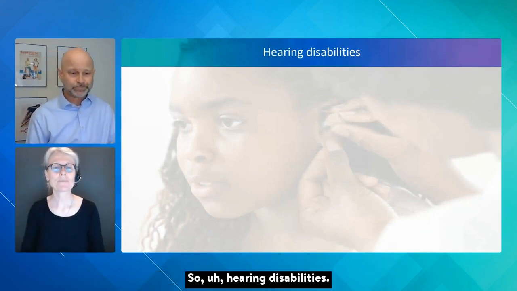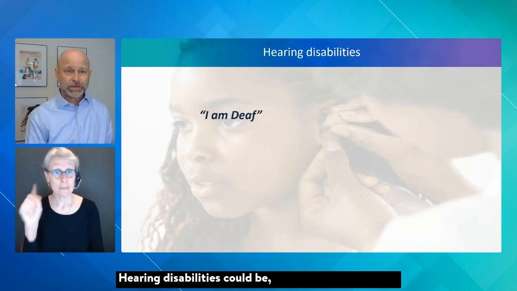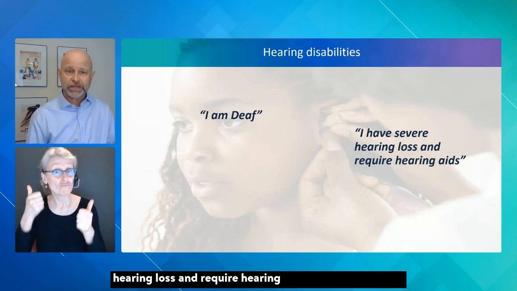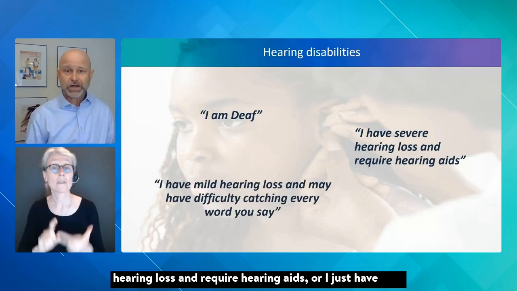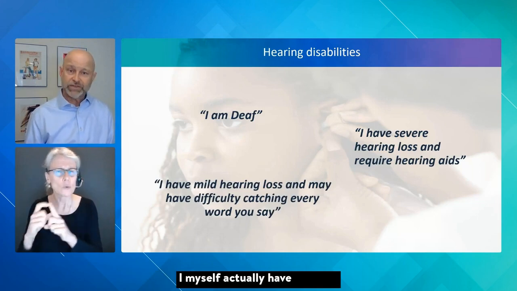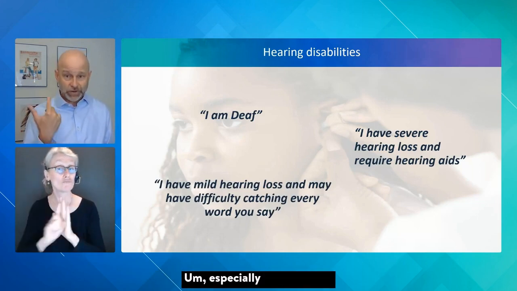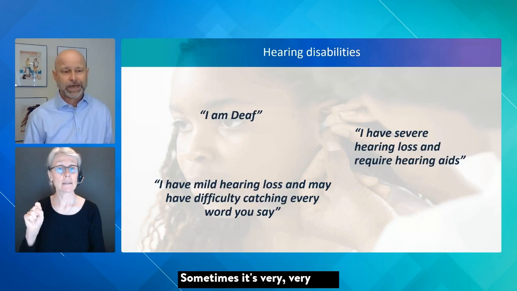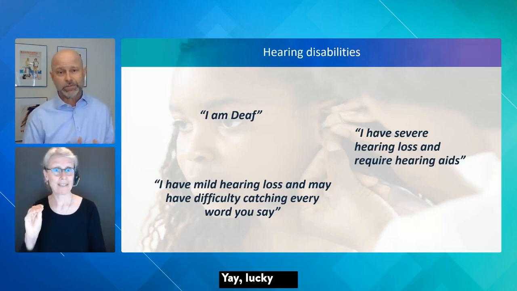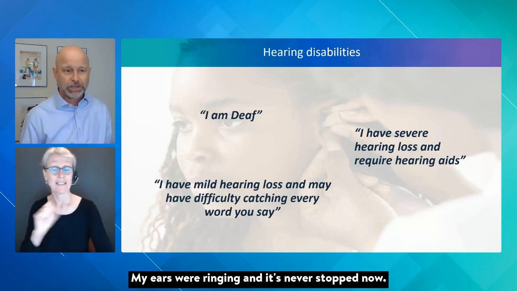Hearing disabilities. Hearing disabilities could be, I'm deaf, I have a severe hearing loss and require hearing aids, or I just have mild hearing loss and have difficulty catching every word you say. I myself actually have tinnitus. My ears ring, especially my right one. Sometimes it's very, very bad. I got the shingles vaccine when I turned 50. I woke up the next morning. Yay, lucky me. My ears were ringing and it's never stopped now.